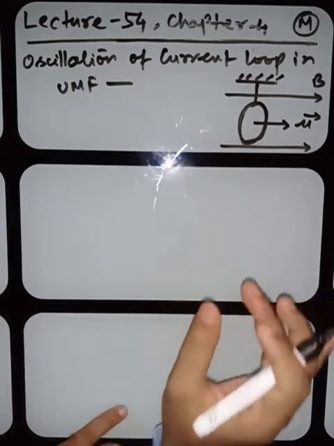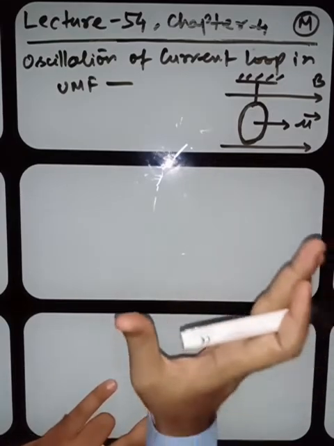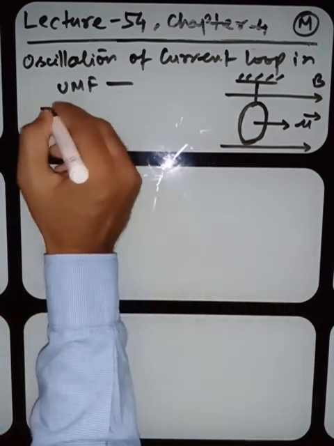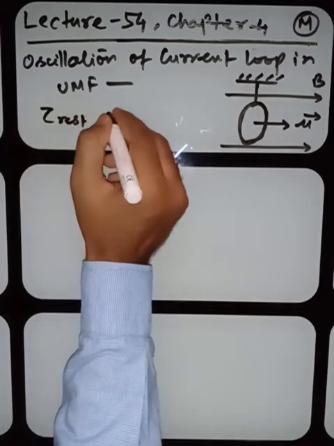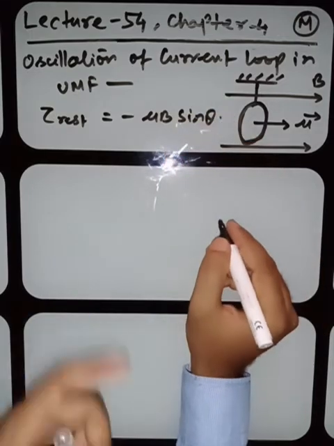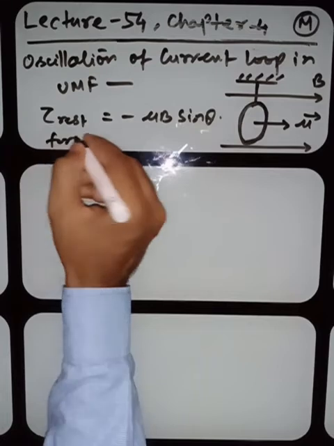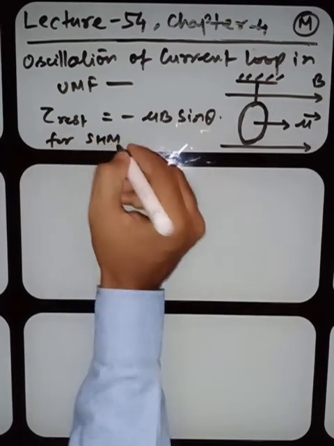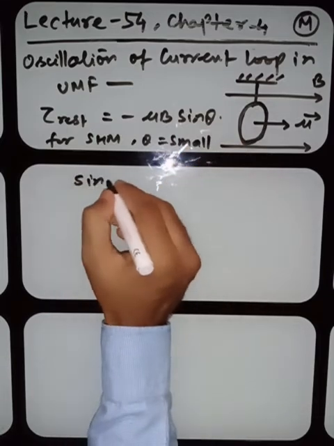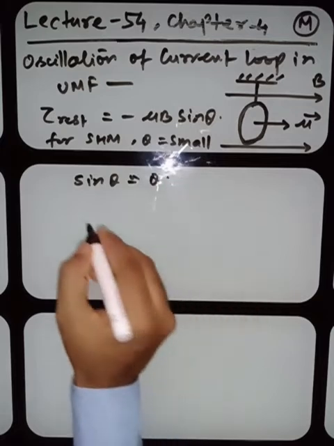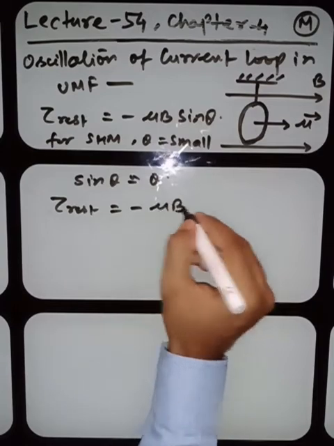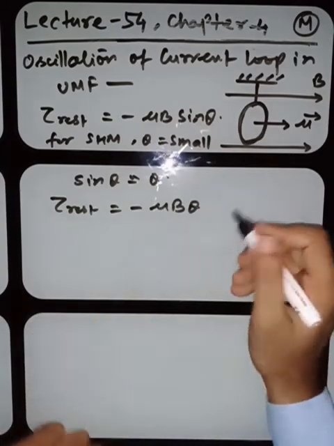Okay, if a magnetic loop is displaced from its equilibrium, the loop will oscillate, remember, and it will oscillate due to restoring torque. What will be the restoring torque, my dear students? The restoring torque will be minus mu B sine theta. Remember, when we talk about simple harmonic motion, for SHM, theta should be very small. It means sine theta is approximately equal to theta. It means tau restoring, you can write, minus mu B theta.